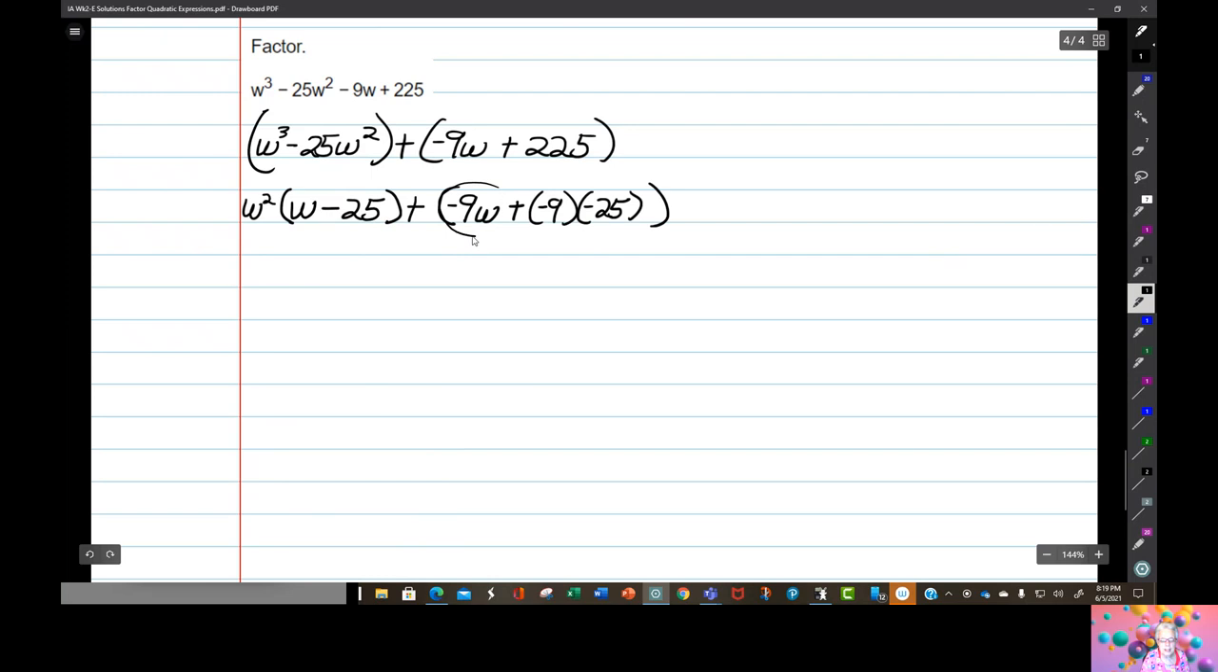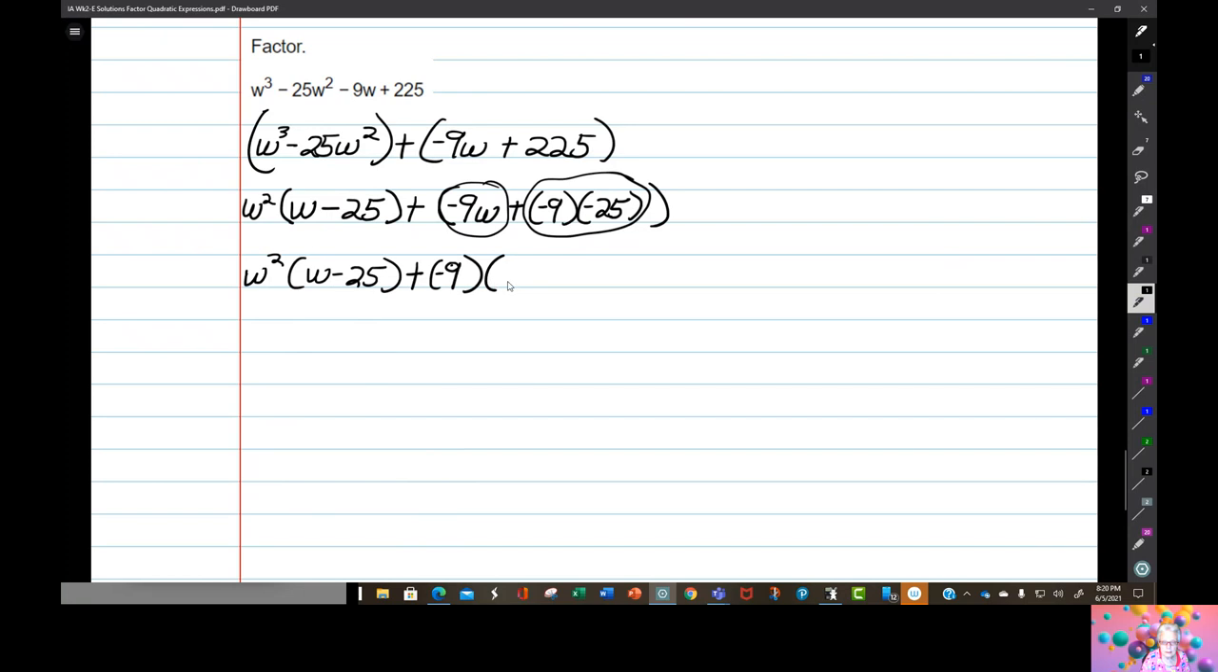Both of these terms, this and this, contain a negative 9. So this is going to be w squared times w minus 25 plus negative 9. Did I say they both contain a negative 9? Yes, they do. Times, yes, okay, there it is. I just covered it up. Negative 9 times w plus a negative 25 is minus 25. So w minus 25 is the GCF of this expression, this polynomial.